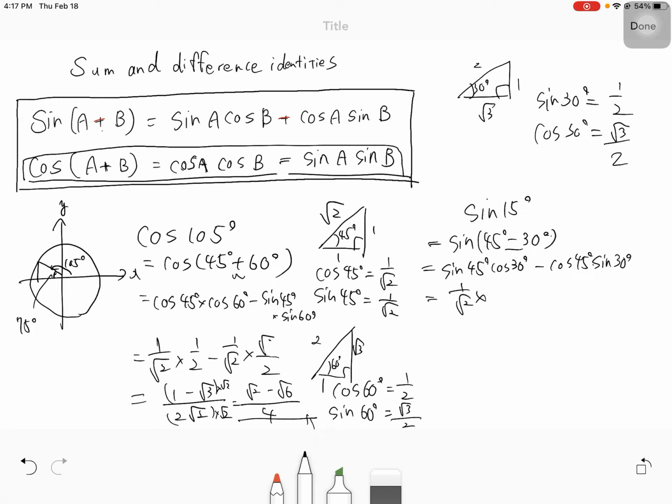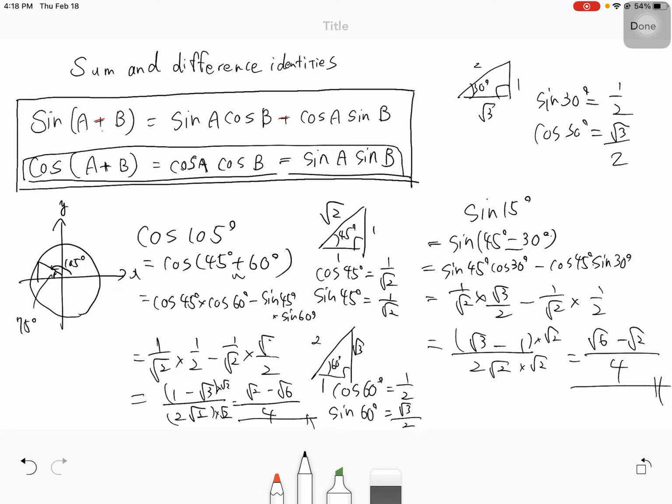So times square root of 3 over 2, negative 1 over square root of 2 times 1 over 2, which is (square root of 3 − 1) over 2 square root of 2. And let me multiply square root of 2 on top and bottom. And then it's going to be (square root of 6 − square root of 2) over 4. That's it.